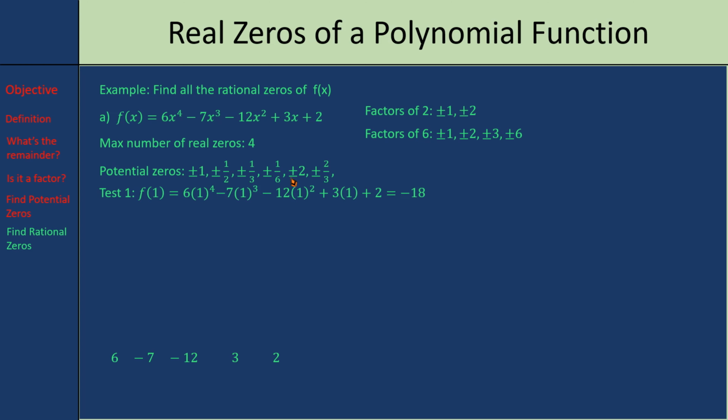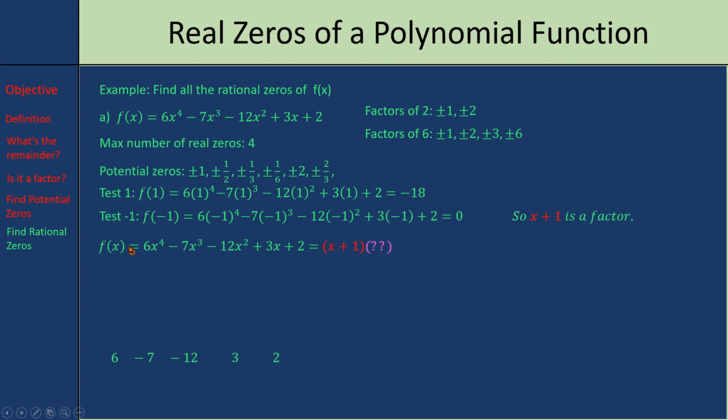So I'm going to test 1. Doesn't work. I'm going to test -1. Hey, it works actually, huh? Wow. So if I test -1, it works. That means x plus 1 is a factor. Okay, x plus 1 is a factor. What does that mean? Well, my f of x is equal to x plus 1 times some guy. And I need to find that guy by doing, again, synthetic division.